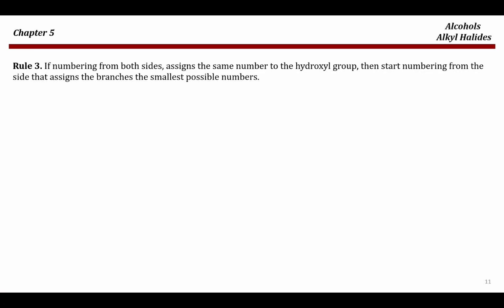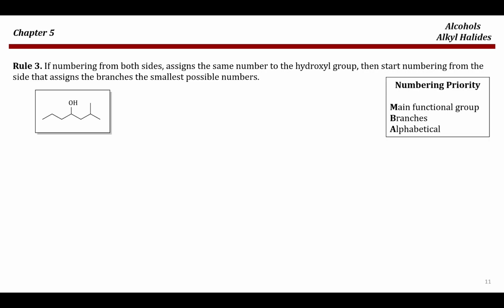If numbering from both sides assigns the same number to the hydroxyl group, then we have to start numbering from the side which assigns the branches the smallest possible numbers. For example, in this case here, I can name this compound. First of all, this is the longest chain, so this is 7 carbons, and that's why this is heptanol.